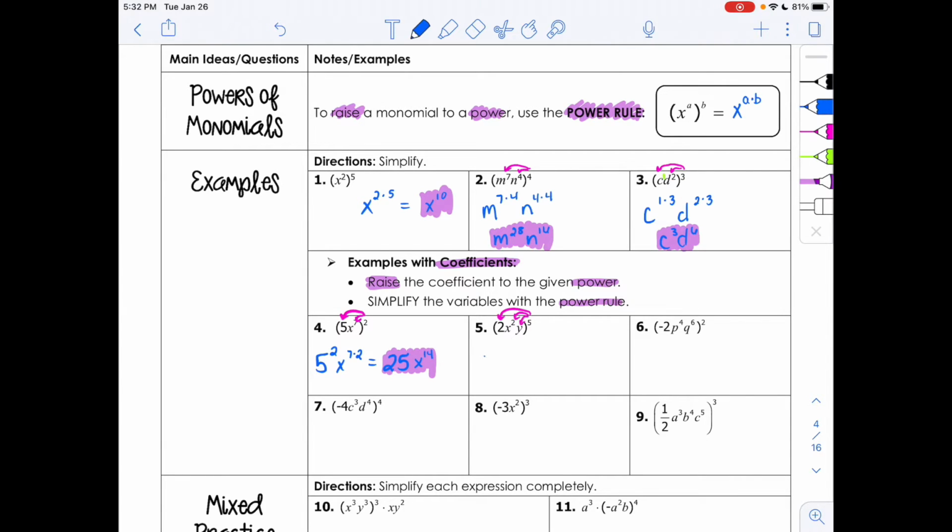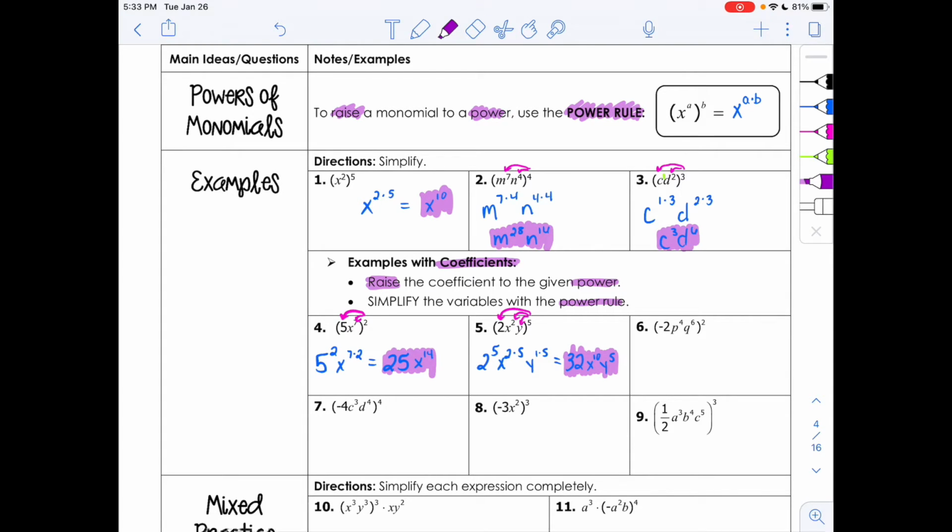So that would be 2 to the 5th, then x to the 2 times 5, y to the 1 times 5. Because remember, the y has an exponent of 1. And 2 to the 5th, remember, is 2 times 2 times 2 times 2 times 2, which is 32. And then x to the 10th, because 2 times 5 is 10. Y to the 5th, because 1 times 5 is 5. And remember, for those exponents, we're multiplying them because of the power property.